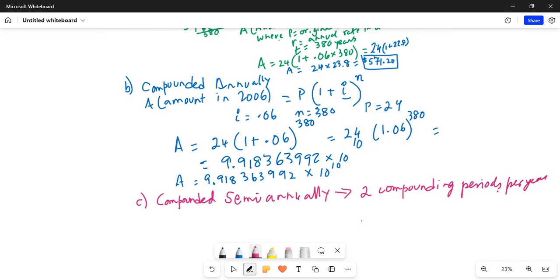So the formula for A will be A is equal to P times 1 plus I divided by the compounding period N, and then raised to N times T. So what are these symbols? I will explain in a minute. Let me create some space here.